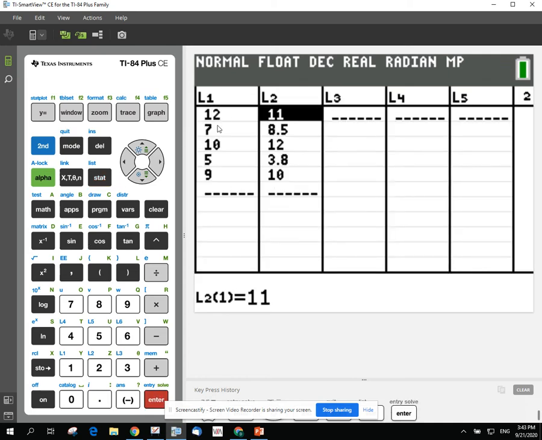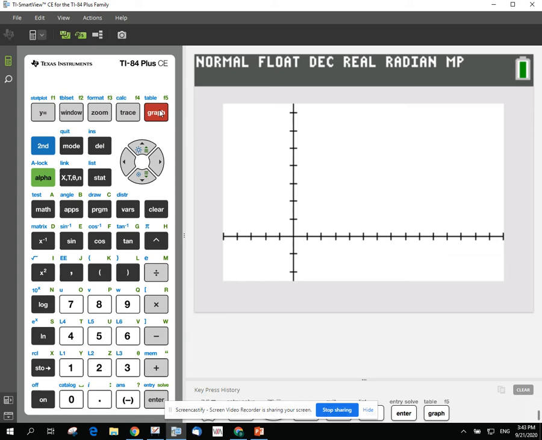Okay, L1 is a list, L2 is a list, and what I've done is I've entered the X values as the guesses for this art example and the Y values as the actual for this art example. These are the same 5 ordered pairs that the problem gave us. Now, if I press graph, nothing happens, and the reason is that we have to tell our calculator to show the points.